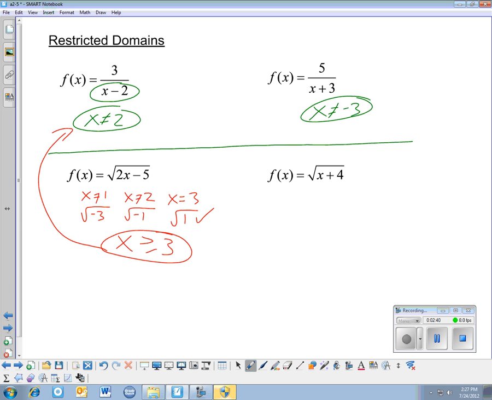And for our other radical here, if you plug in a negative 4, you get the square root of 0, which is okay. If you plug in a negative 5, you'd end up with the square root of negative 1, so that doesn't work. So that means x has to be greater than or equal to negative 4. And you could try a few more numbers to confirm that negative 6 doesn't work, negative 7 doesn't work, negative 4 does, negative 3 does, negative 2 does. It has to be greater than or equal to negative 4.